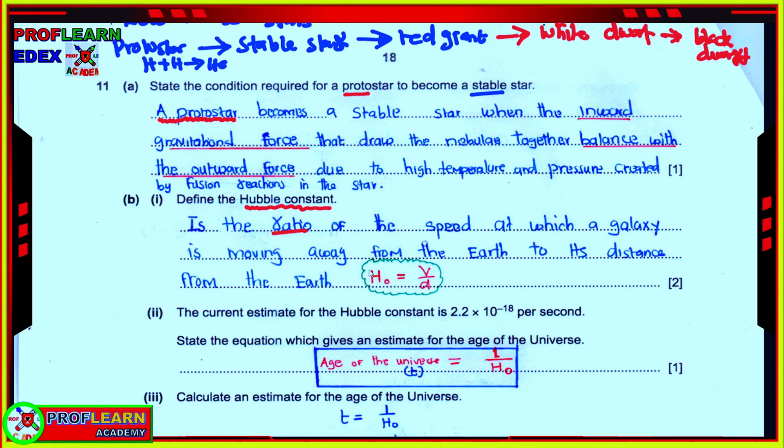So this is the formula for Hubble's law, and Hubble's constant is obtained from v, which is the speed of the galaxy, divided by the distance of the galaxy from Earth. The formula written here is not necessary for you to define that, but I've just written it so that you can understand where I got this definition from.